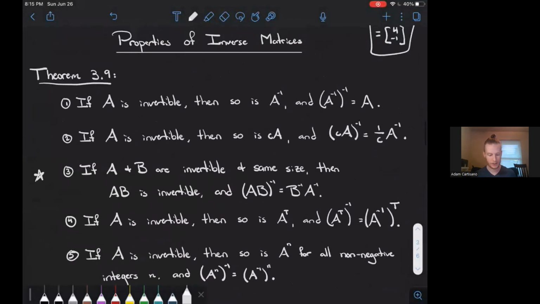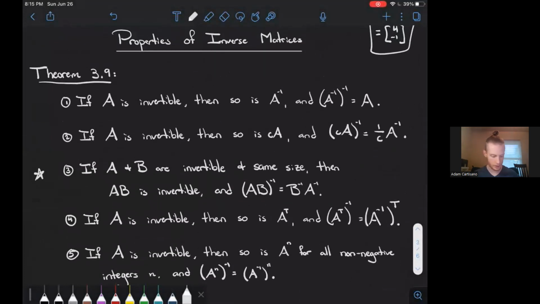So now I just want to start talking about some properties of inverse matrices. This is theorem 3.9 in the book. These properties are convenient, although one of them is interesting. They're all interesting, but okay, we'll just go through them. So if A is an invertible matrix, then its inverse is also an invertible matrix. And by the way, the inverse of the inverse is the original matrix. A inverse inverse is just A.